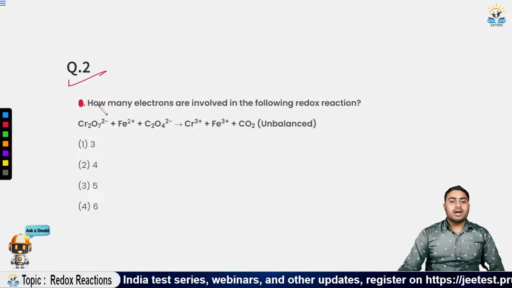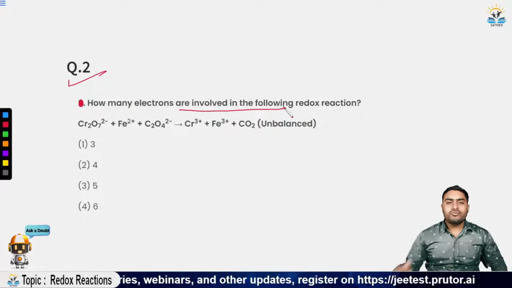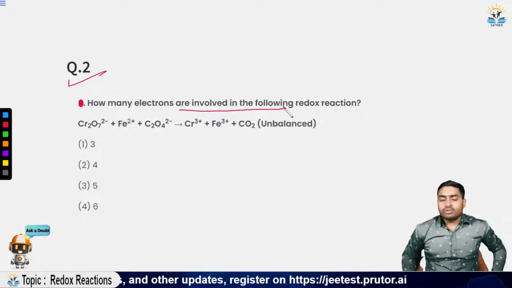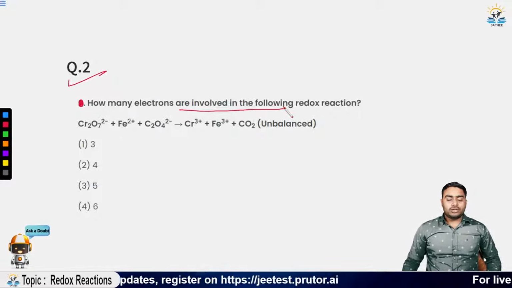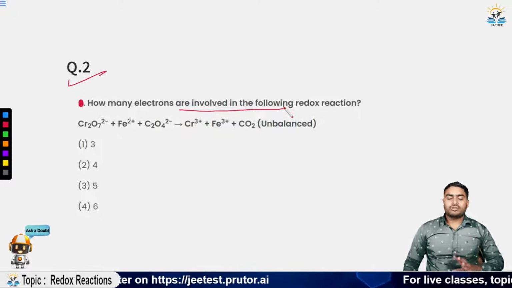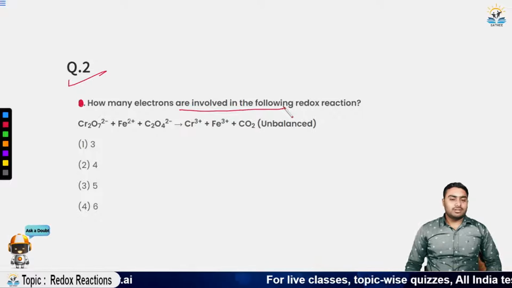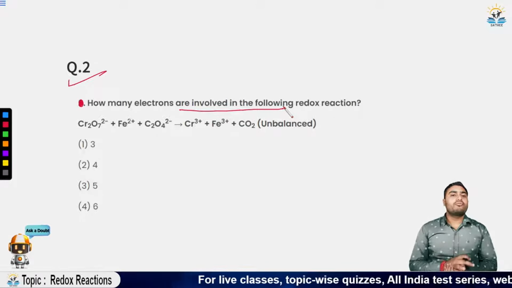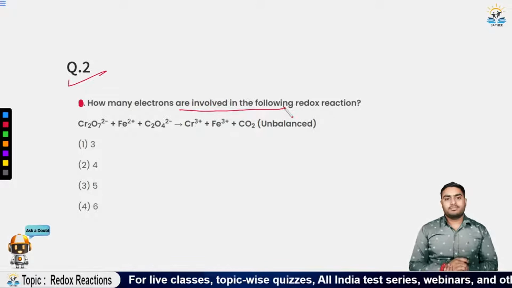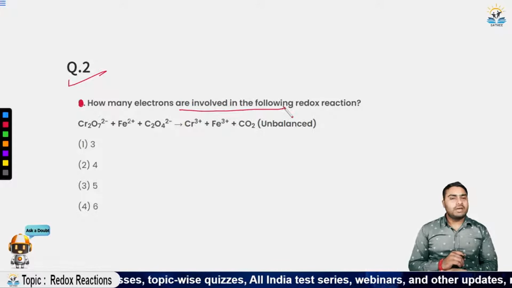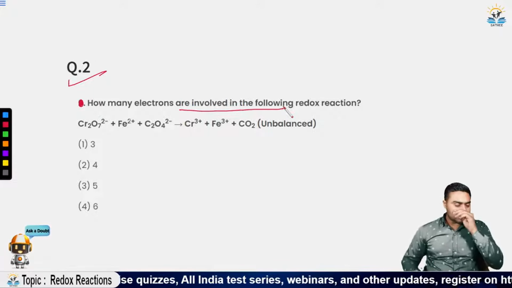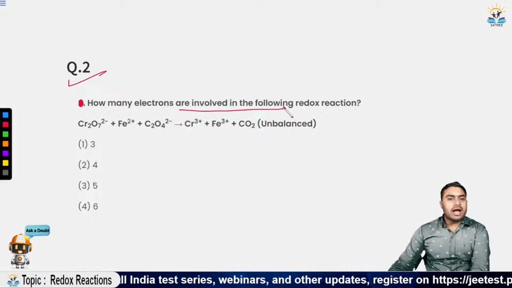Very easy question. How many electrons are involved in the following redox reaction? The question is asking how many electrons are involved in the following redox reaction. This is an unbalanced chemical equation. The question looks very simple, but it's not a simple question, right? Because you have to balance this equation first. So let's balance this equation with the help of the ion electron method.